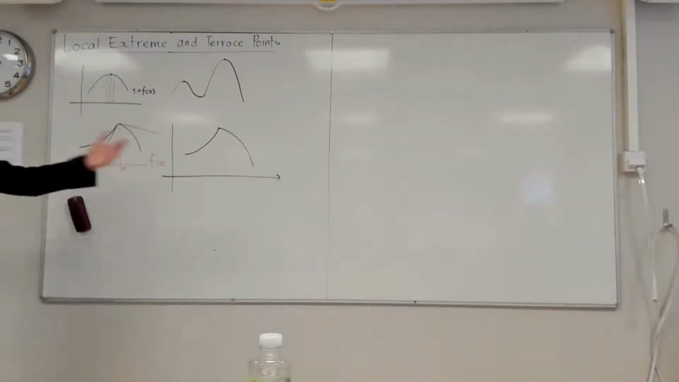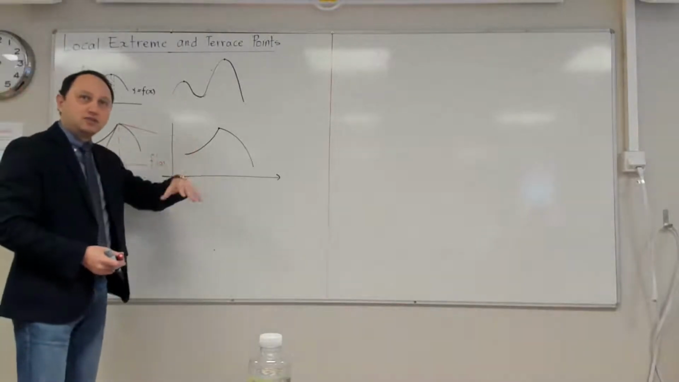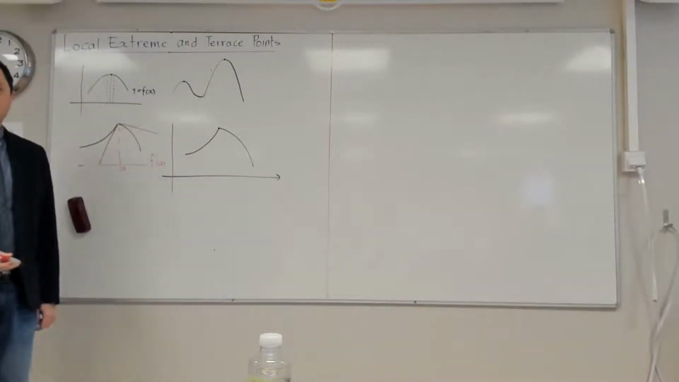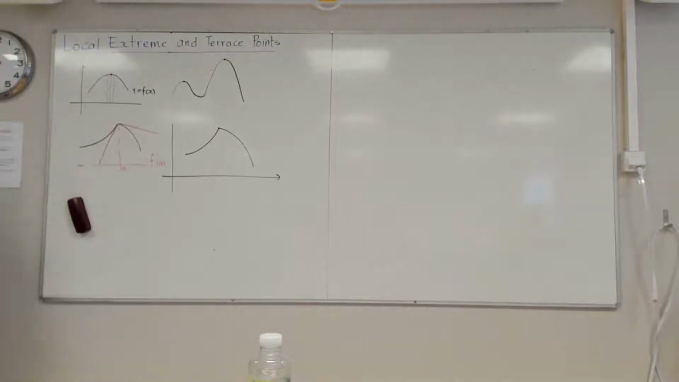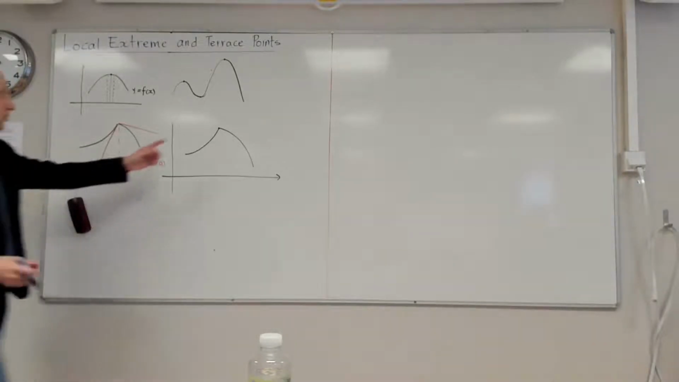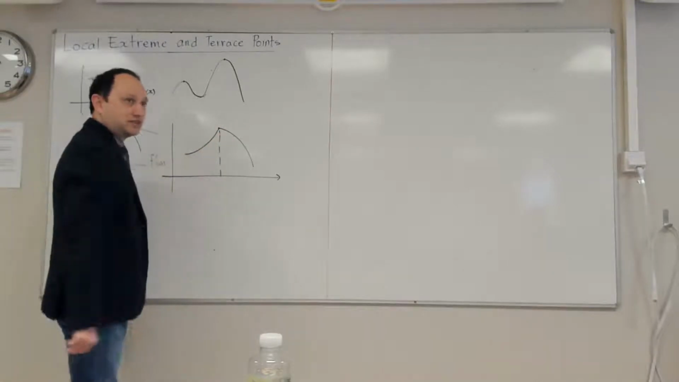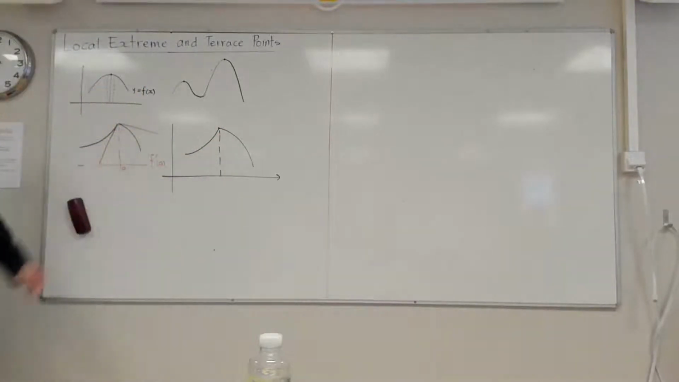Okay, but if the graph is clear, answering these questions is very simple. Do you think that this is a local maximum point or not? Yes, it is, because the height of this point is higher than the points in the vicinity. Okay, do you agree with that?